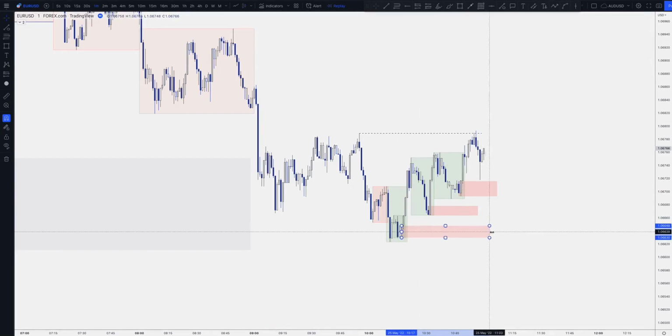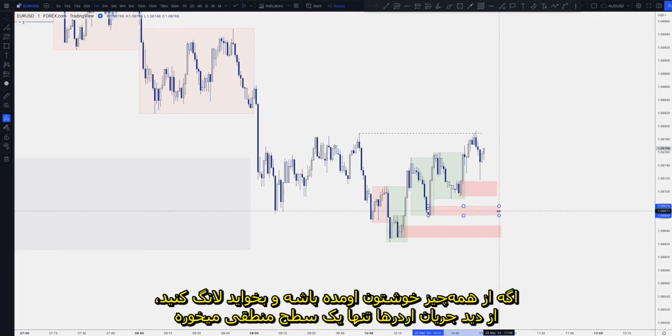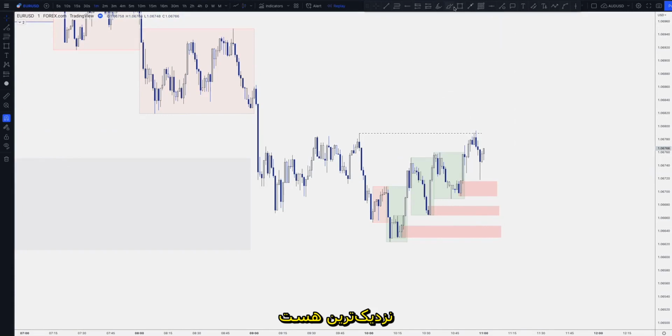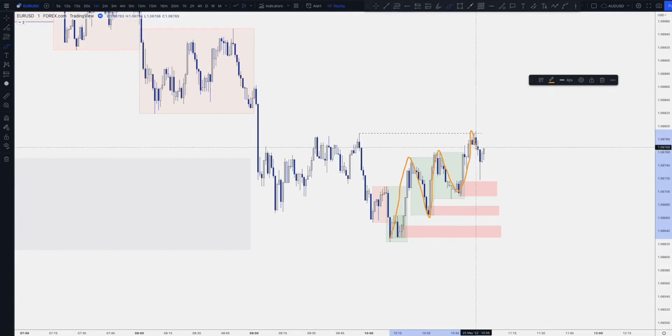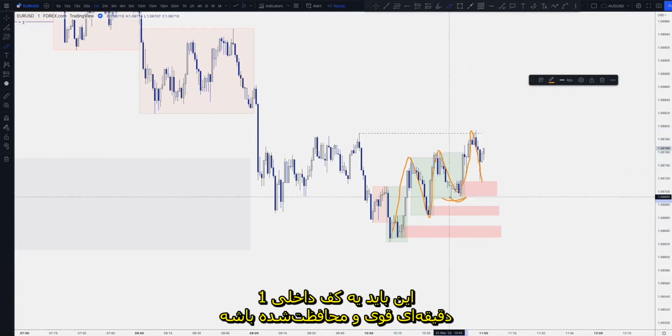Now, really, from an order flow perspective, the only one that makes sense, if you like everything and you wanted to get long, really is the nearest one. Because we know we have this bullish order flow. So as price is coming back in, this should be a strong protected M1 internal low.